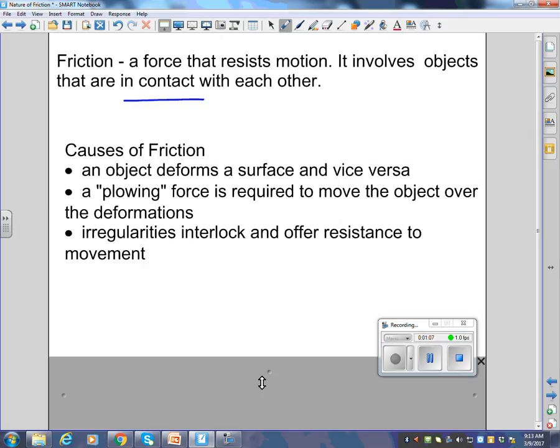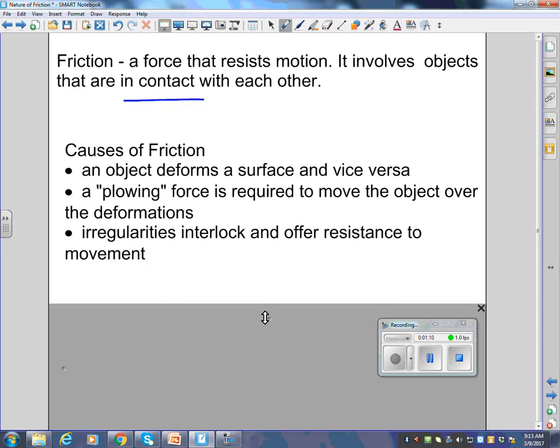Some causes of friction, things that cause friction. By the way, the handout package that you got Monday is where these notes came from. So you might be able to find them and just highlight them as you go through, if you want. This is the summary of that. Is it the first page of the package?